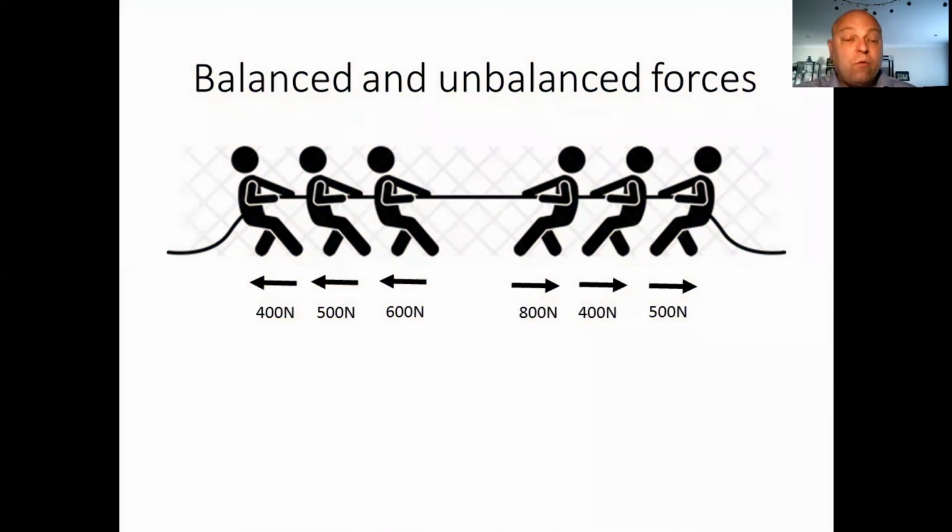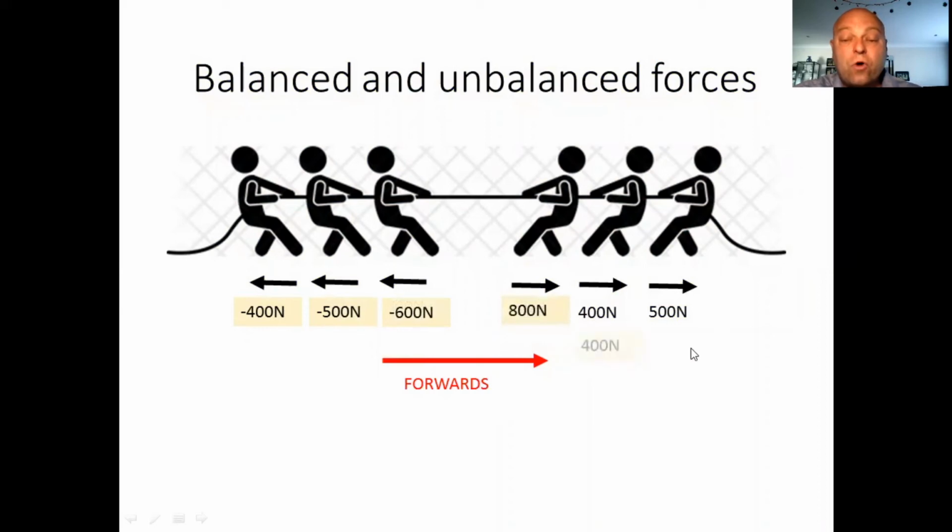Well, yes, there was. You start off by defining which way is forwards, and we're going to have forwards to the right. And all you've got to do is have these numbers. Remember, if it's going forwards, it's a positive number. If it's backwards, it's a negative number. So this one becomes minus 400. This one becomes minus 500. This one becomes minus 600. 800, 400, 500 as you would expect. And all you need to do to find the resultant force is add them all up.